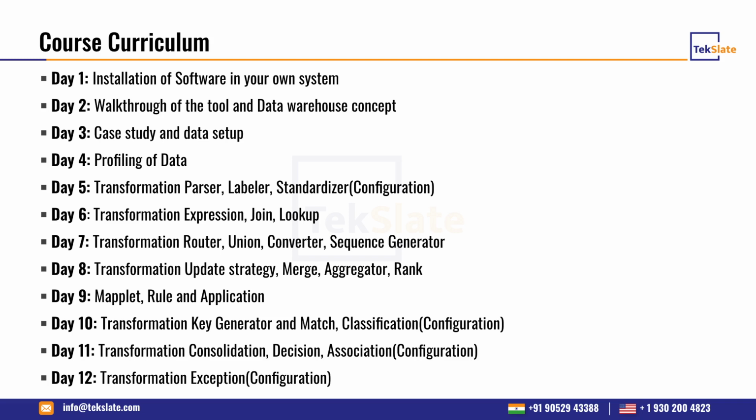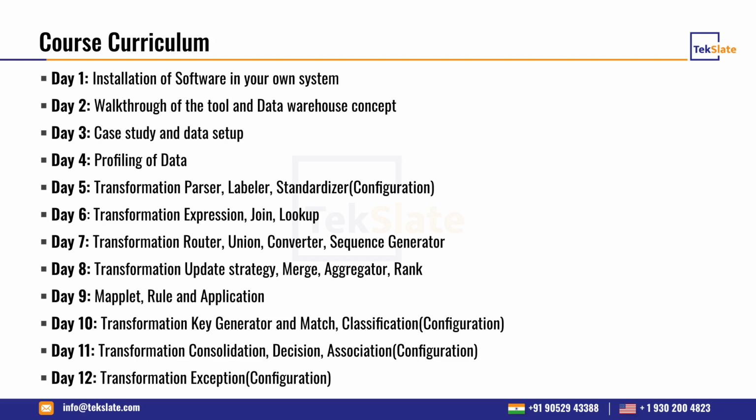Then we have merge transformation, which will help us to merge 2 different strings together, and aggregator, for whatever group by conditions we implement in our SQL queries, like sum, average, minimum, maximum. All those, and count, can be implemented with the help of aggregator transformation. Rank transformation is helpful when we want to rank our data. We can rank based on ascending order, descending order. For those scenarios, rank transformation will come in handy.